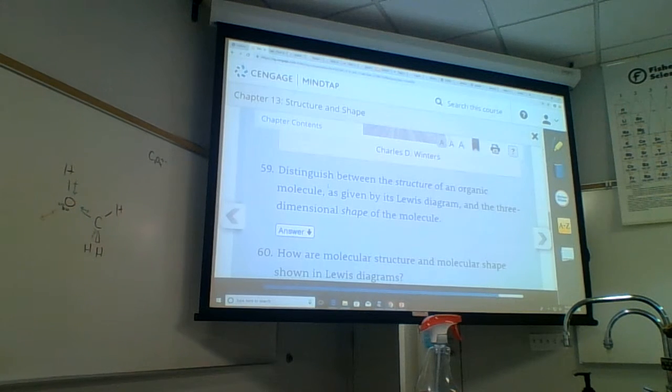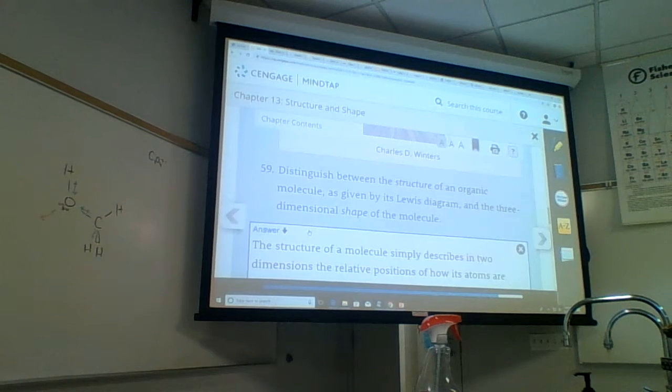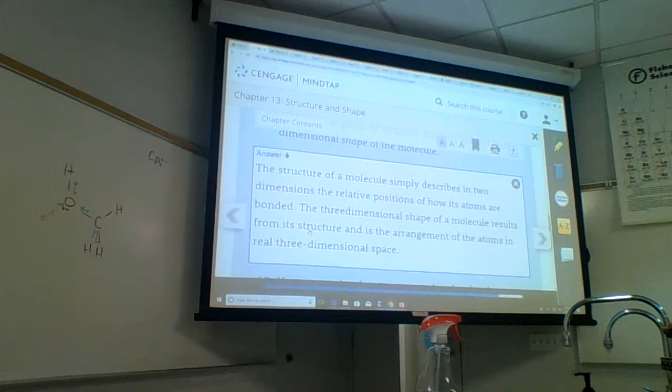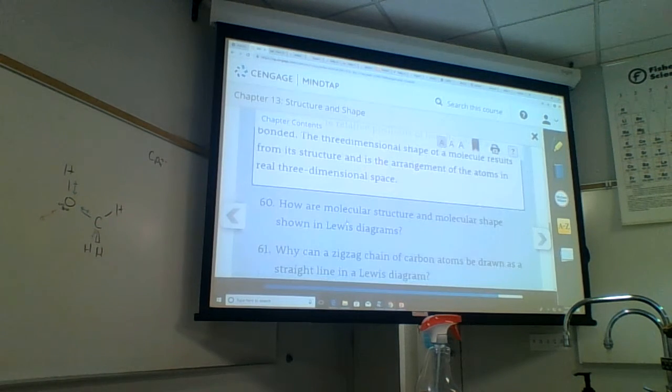Distinguish between the structure of an organic molecule as given by its Lewis diagram and the three-dimensional shape of the molecule. Are they the same? Lewis structure and three-dimensional shape? No. The Lewis structure simply describes in two dimensions how the atoms are connected. The three-dimensional shape, which is that wedge and dash diagram, shows the orientation of those connections spatially. In other words, the shape of the molecule.